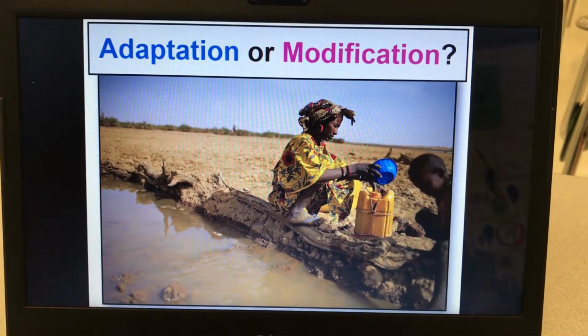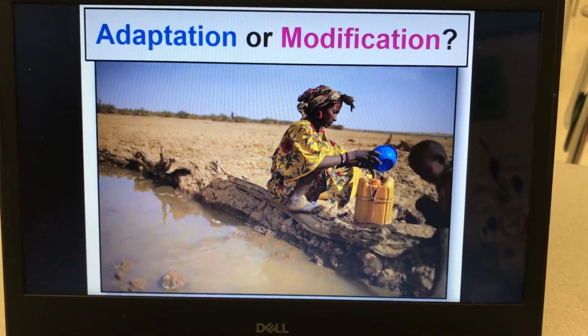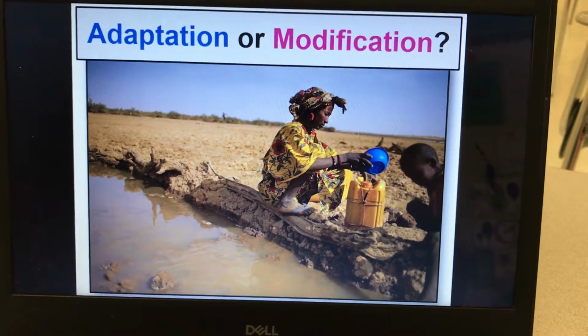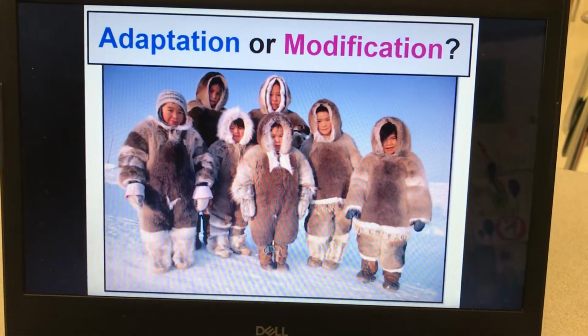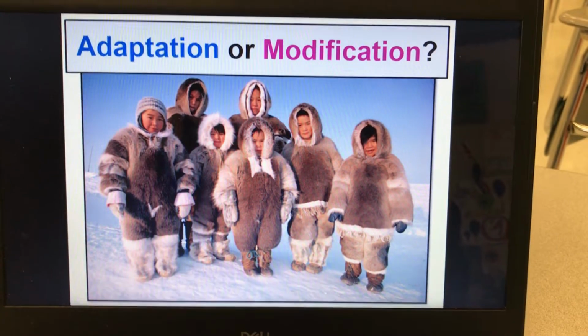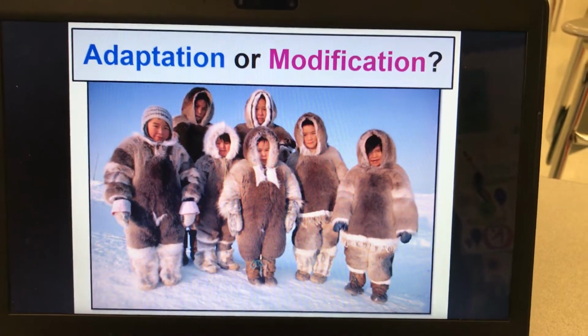This one you can see in an African culture they have a really, really tough situation with not a lot of water, and so they're just adapting to what they've got and using the water around them. These cute little Eskimo kids, look how fluffy they are. Oh my goodness, I just want to pet them. I'd definitely say that's an adaptation. They're adapting to that super cold weather.